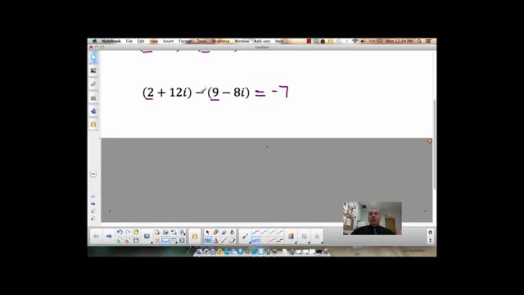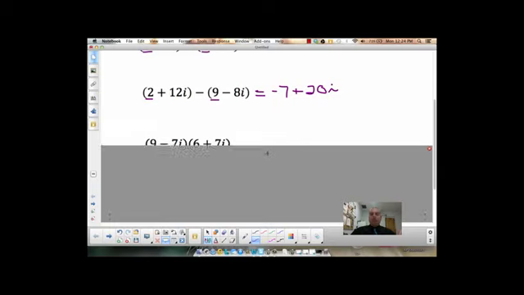And here again we make lots of errors here. So I've got 12i already minus negative 8i. Minus the negative, remember, it's the same as adding a positive. So I have 12i minus negative 8i. So 12i plus 8i. Okay, negative 7 plus 20i. Let's take a look at another example.